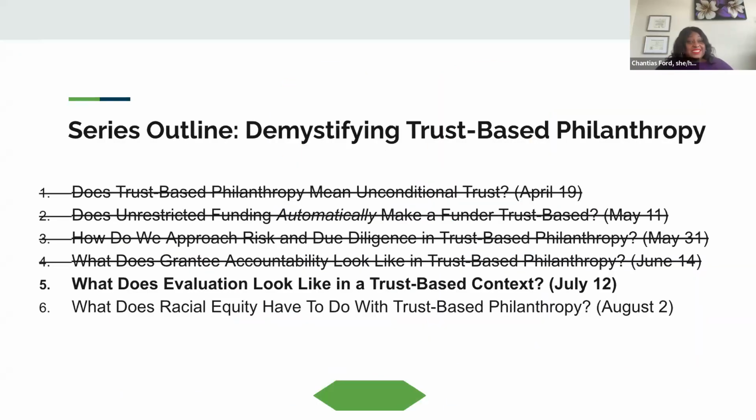To get into our series outline, we are in session 5 of 6. This has flown by. I'm not going to go into detail on the previous ones, but if you missed any or want to go back and look at the recordings, those are available on our website. We encourage you to check those out. Today's session is around evaluation. What does that look like in a trust-based context? We also encourage you to come back for our final session in the series on August 2nd around racial equity. What does racial equity have to do with trust-based philanthropy?